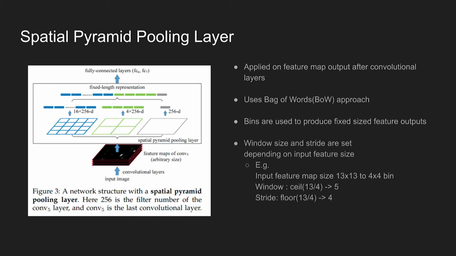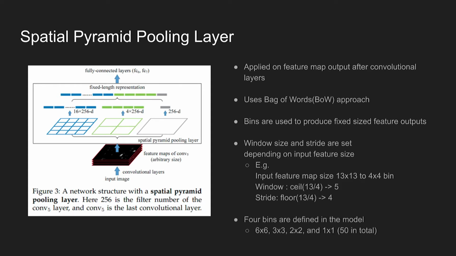For example, let's assume that we get a feature map of size 13 by 13, and we want to map this feature into a 4 by 4 bin. We can calculate the size of the pooling window to be the ceiling of input feature size over target bin size, which results in 5. And we can calculate the stride value to be the floor of input feature size over target bin size, in this case, 4. If the input feature size becomes larger, the window and stride size will be increased accordingly.